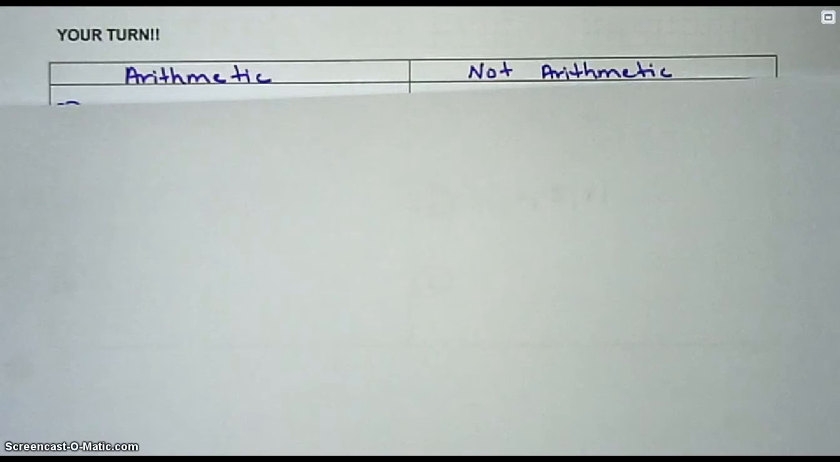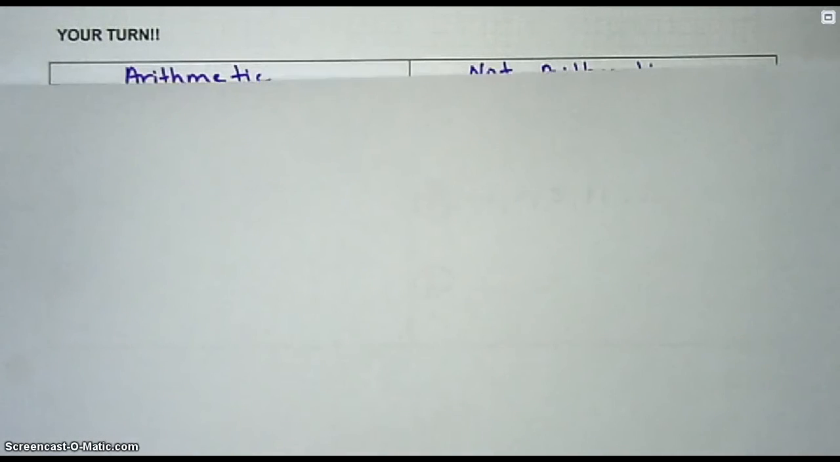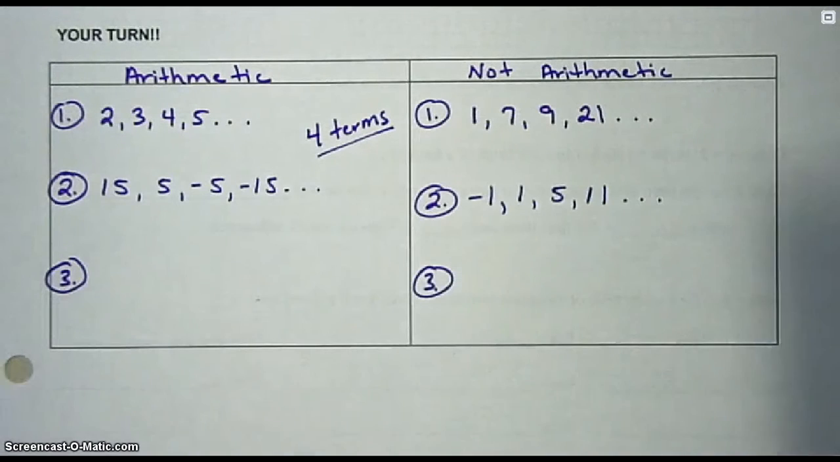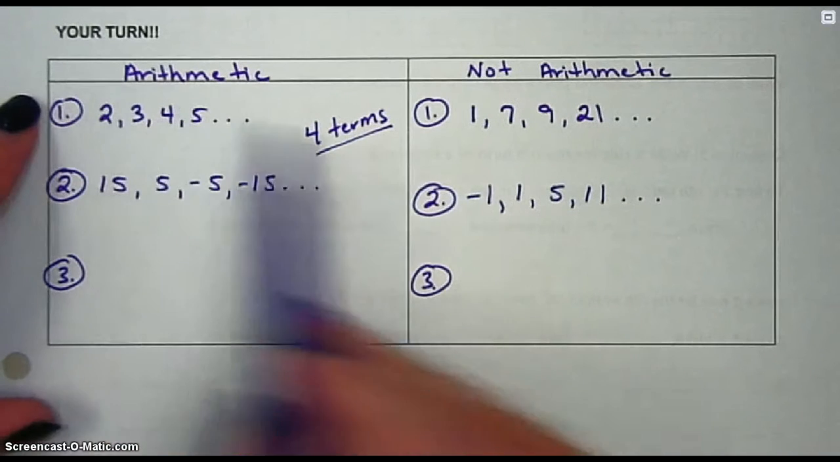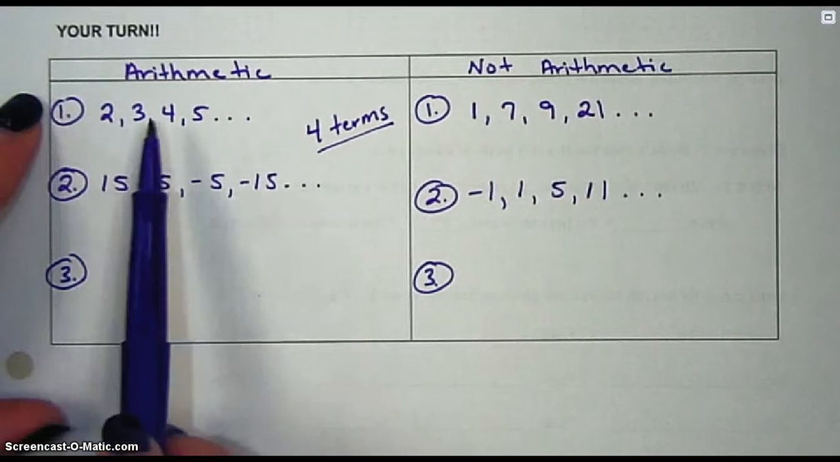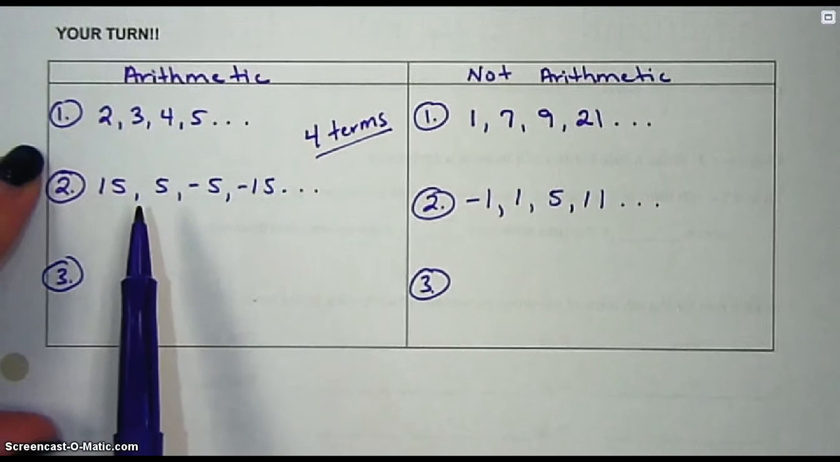Alright, hopefully by now you've been able to come up with a couple of sequences to share. I came up with 2 each. Remember, yours do not have to look like mine. Okay, as long as your arithmetic sequences are having the same number added. So like here I'm adding 1 every time. On this one I'm subtracting 10 every time.